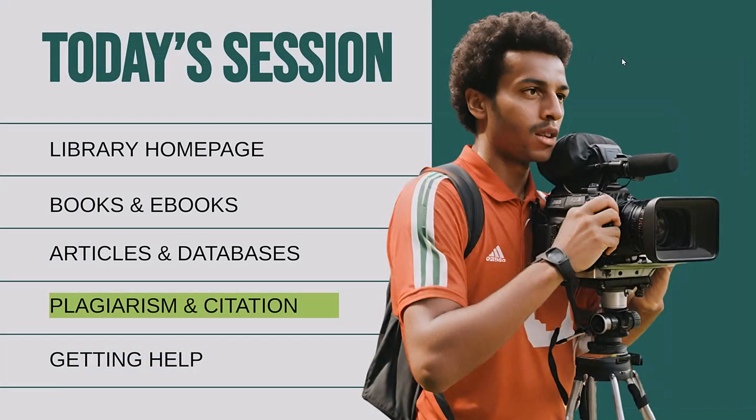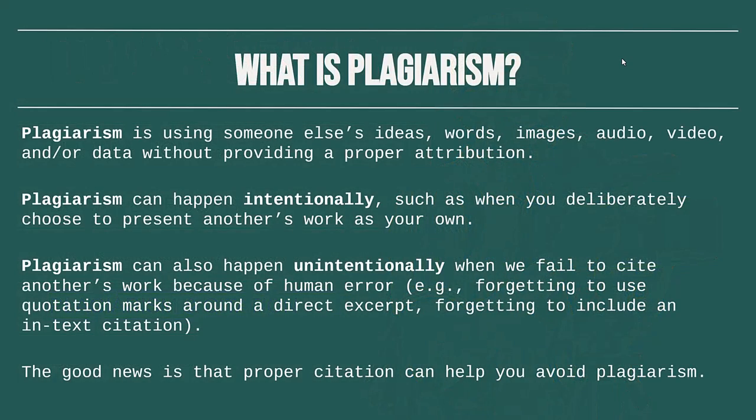Now that we've located sources, we need to discuss providing proper attribution. Plagiarism is using someone else's ideas, words, images, audio, video, and/or data without providing proper attribution. Plagiarism can happen intentionally, such as when you deliberately choose to present another's work as your own, but it can also happen unintentionally. For instance, when we fail to cite another's work because of human error, such as forgetting to use quotation marks around a direct excerpt or forgetting to include an in-text citation.